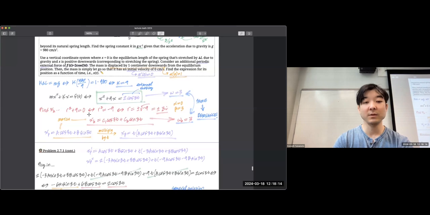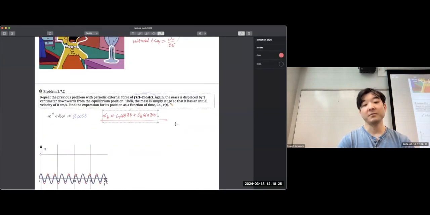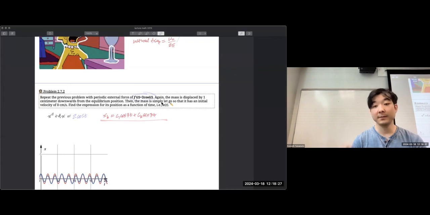So the homogeneous solution will still be this, right? Because it's the same equation, and the only thing I changed was the right-hand side. The homogeneous solution is just the same equation with the 0 on the right-hand side. So this is still the same.